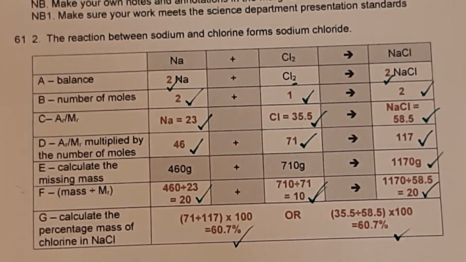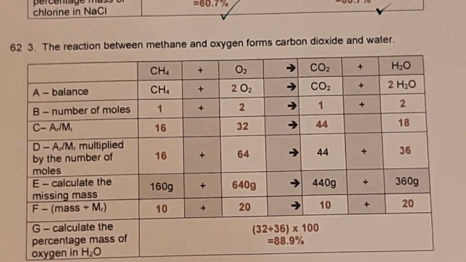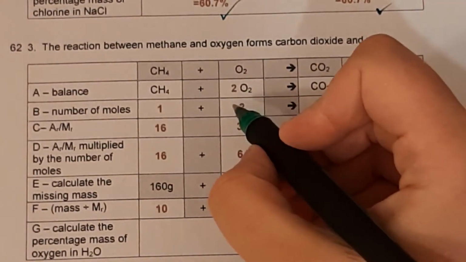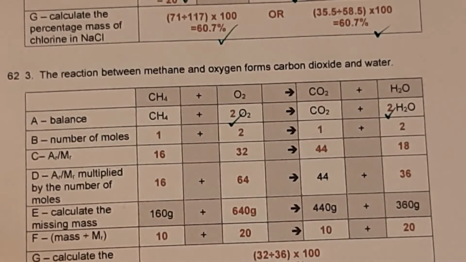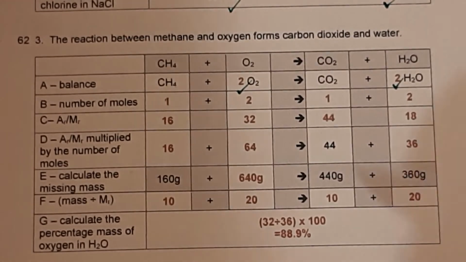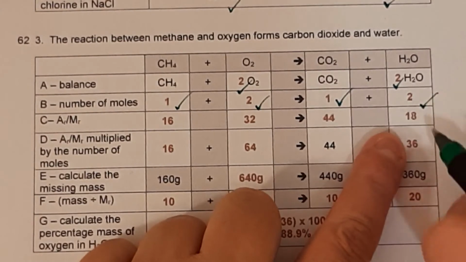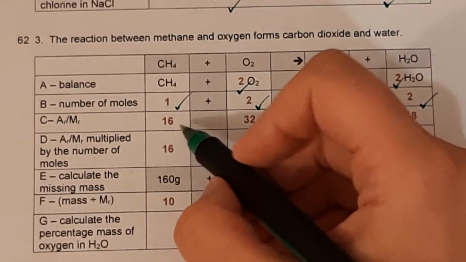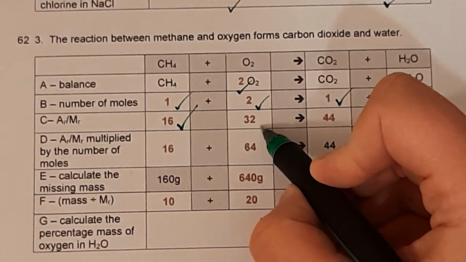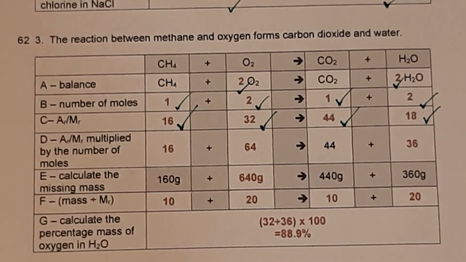And then we're going to move on to the next one, number 3, the reaction between methane and oxygen forming carbon dioxide and water. So to balance, you need to put a 2 in front of oxygen and a 2 in front of water. So there's 1 mole of CH4, methane, 2 moles of oxygen, 1 mole of carbon dioxide and 2 moles of water. The relative atomic mass of methane is 16, 32 for oxygen, 44 for carbon dioxide and 18 for water.